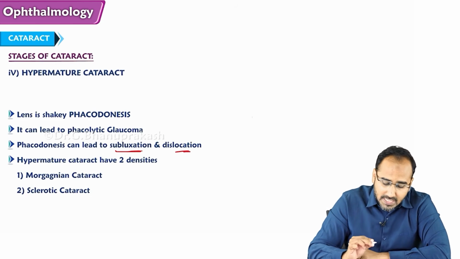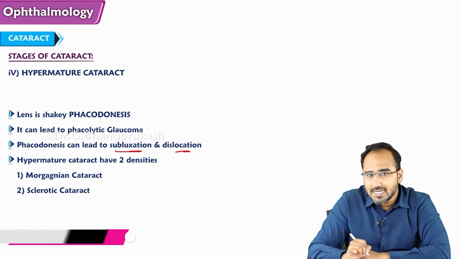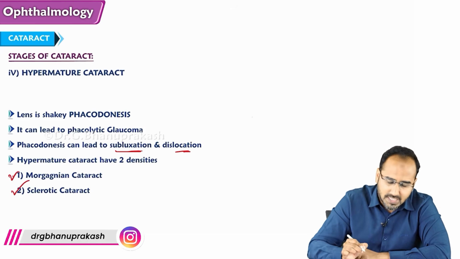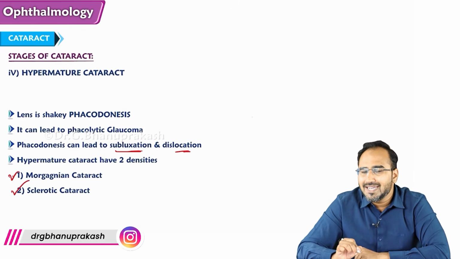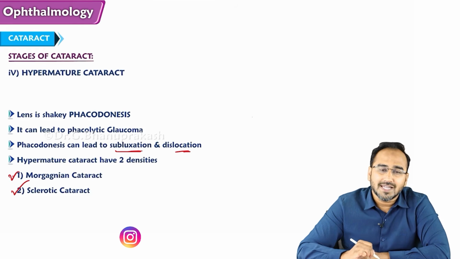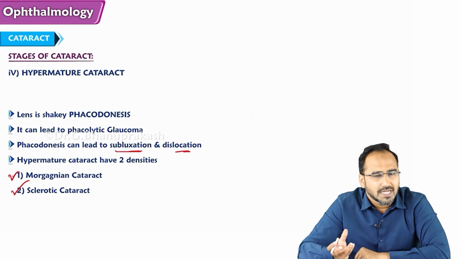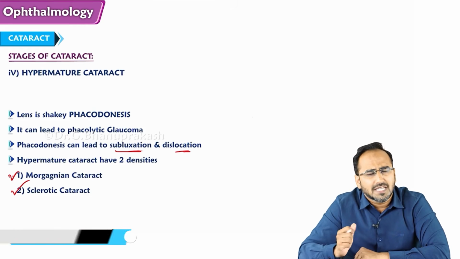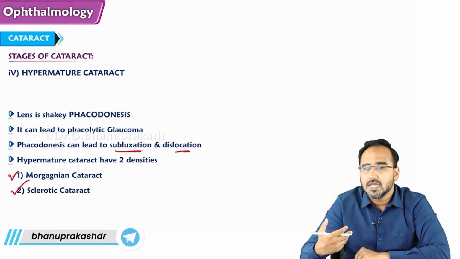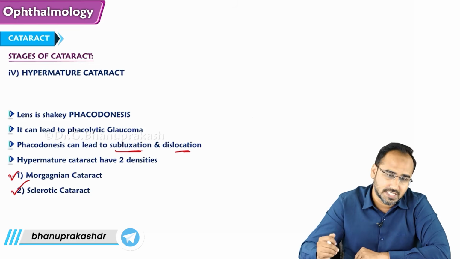So remember guys, this hypermature cataract is further divided into two categories, which is called as Morgagnian and sclerotic cataract. Okay. Morgagnian is what, guys? Morgagnian means lens becomes milky white in color. Sclerotic means lens becomes hard, hard in consistency, right?